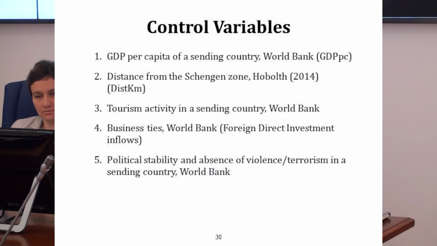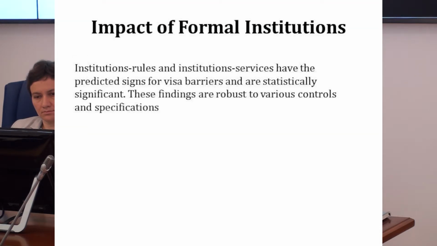Controls are essentially the variables which are shown in previous literature to affect visa regimes, and those are here. Now, I will show you a few regressions, and then I guess I'm done. Let's talk first about the impact of formal institutions. As the next table will show, institutions' rules and institution services indeed have the predicted signs for visa barriers, and this is very robust. They're highly statistically significant.